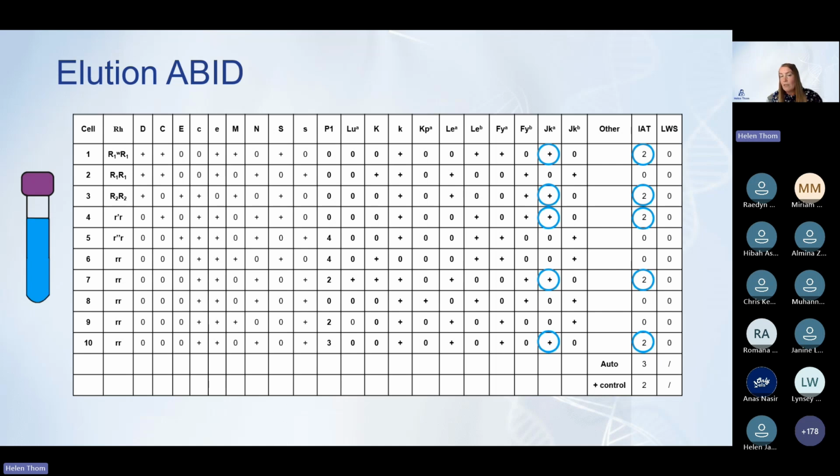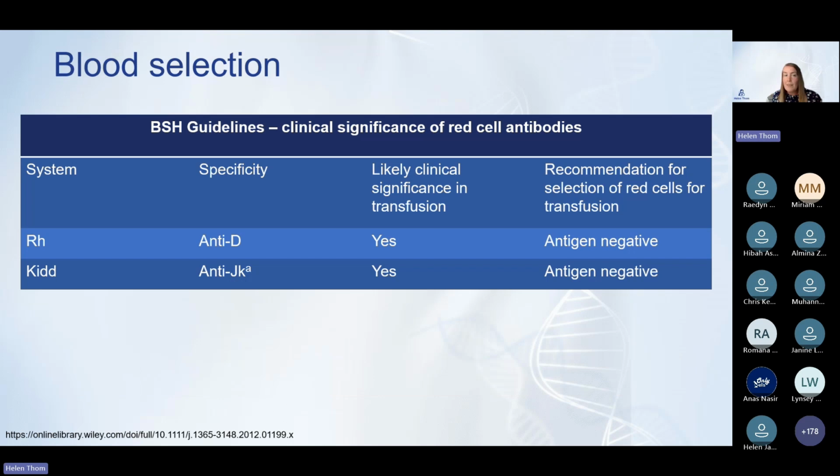And that last column there, it's LSW, and that just stands for last wash saline. So we test that as well, just to make sure that when I've performed the process, I've actually washed it properly. When I'm thinking about the blood that I want for this patient, they've made an anti-D and they've got an anti-Jk, which is clinically significant.